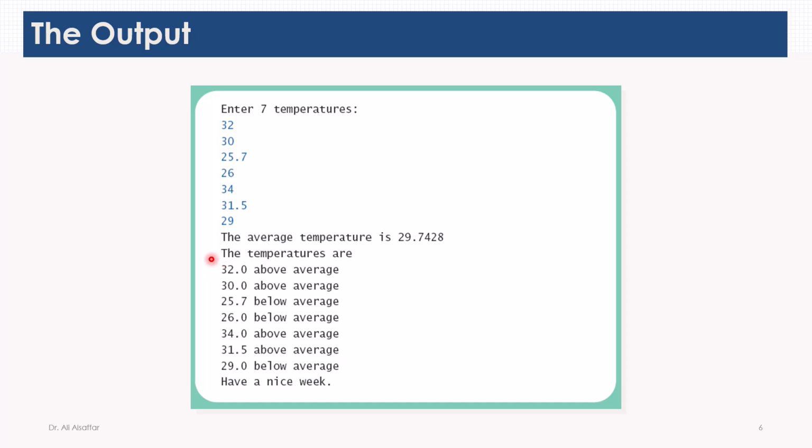And we'll have another loop that will go over the temperatures one by one, and any temperature above the average, it will display the temperature followed by the message above average, and any temperature below the average, it will display the temperature followed by the message below the average. Otherwise, it will display the temperature followed by is the average.